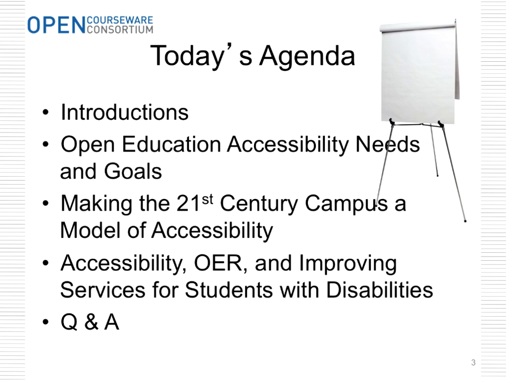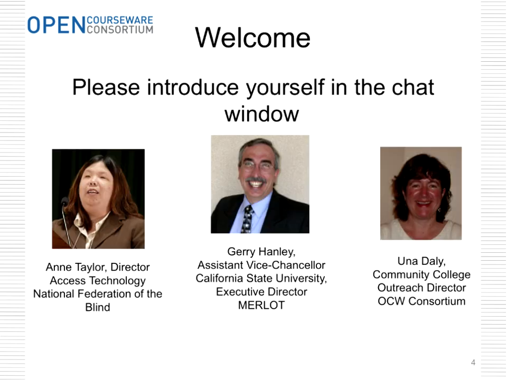And then we're going to have a presentation from the National Federation of the Blind with Ann Taylor talking about making the 21st century campus a model of accessibility. And finally, our third presentation will be from Jerry Hanley at the California State University Chancellor's Office on accessibility, OER, and improving services for students with disabilities. And then we'll have Q&A.